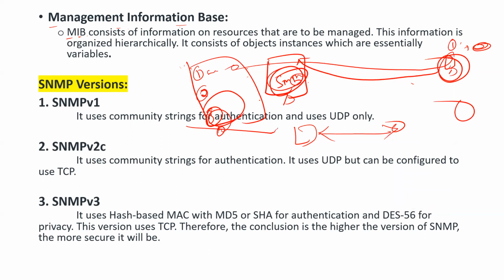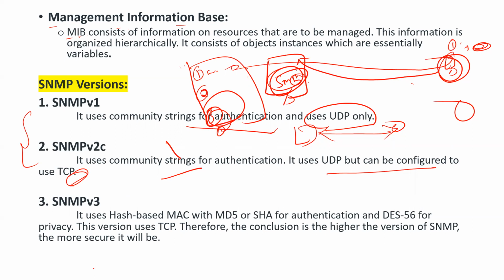In case of version 1, they will use a plain community string to authenticate with each other. In version 2, it's also a community string only, but version 1 uses only UDP, while in version 2 it can be configured with TCP also. That's the difference between version 1 and version 2.